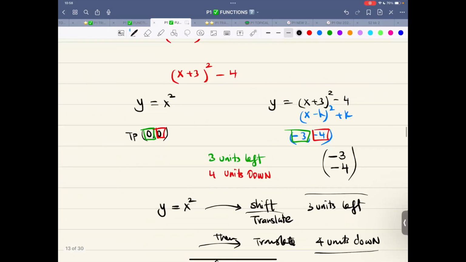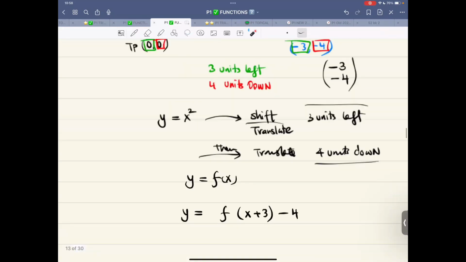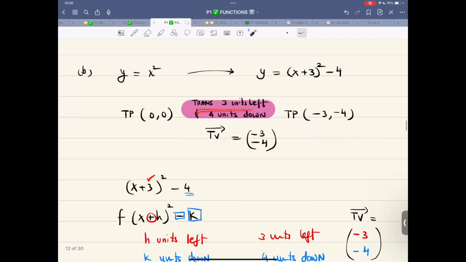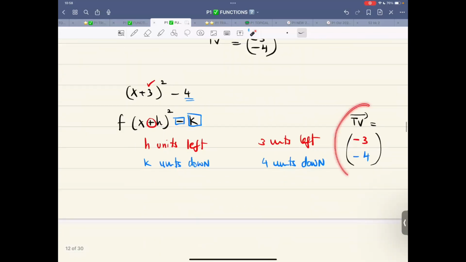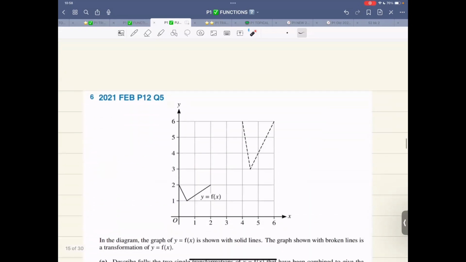All good, all clear? So now it's over here. Completing square, translation or shift. So now this is (-3, -4), and that is what you have to write. And did it use the word describe? Describe fully the transformation. That is how the description would be. Along with the translation vector, you should not skip this thing.